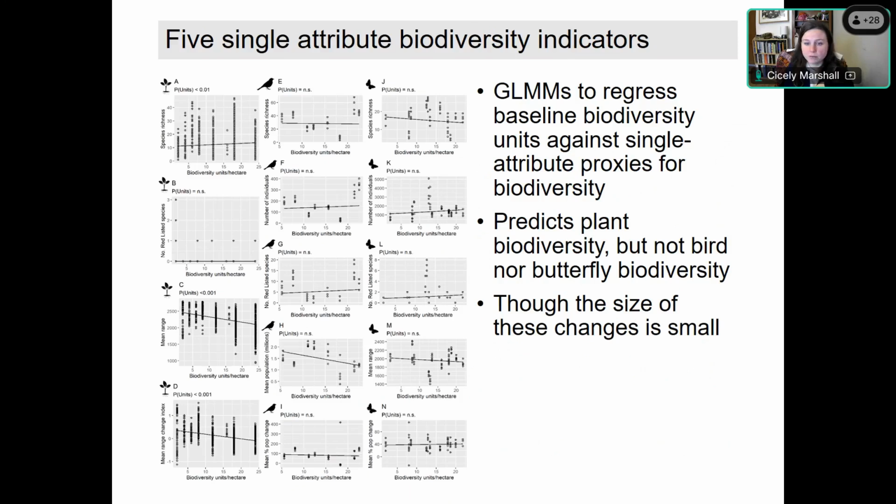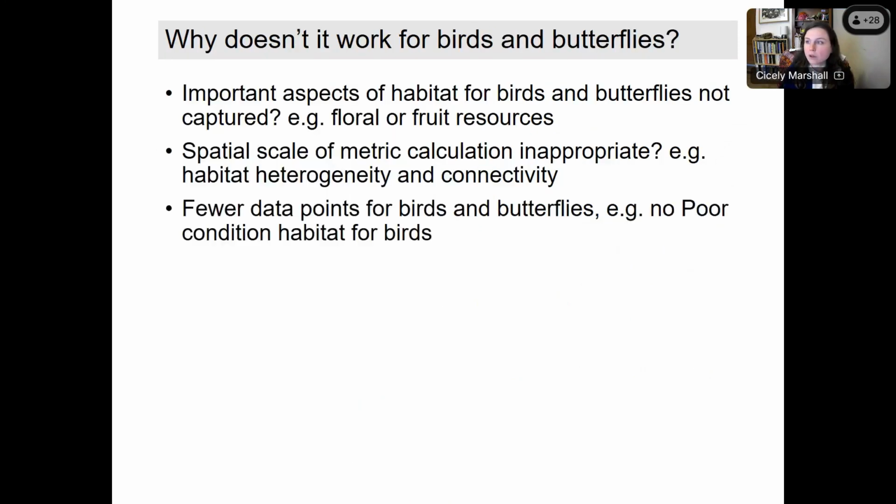For plant range, it's about 18 hectares difference per biodiversity unit, and the effect size is smaller for change and richness. So it seems that the metric is not capturing aspects of habitat which are important for birds and butterflies, or at least not as well as it does for plants. Why do you think that is?